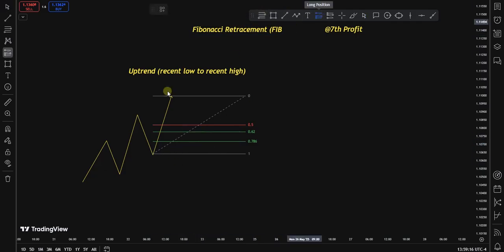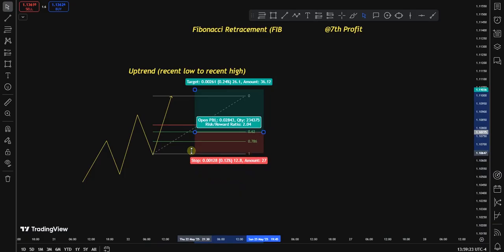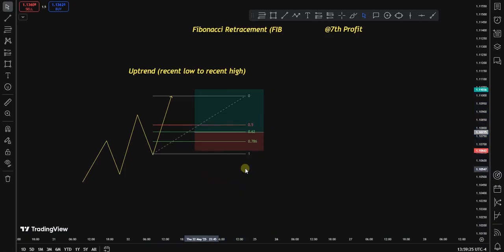So you take your long position tool, then draw from right here. Then your stop loss just a small distance from 1. Remember, small distance from 1. So we are expecting the market to pull back to this zone, to this our golden zone. This is our POI, point of interest. Then what? Then rally up.